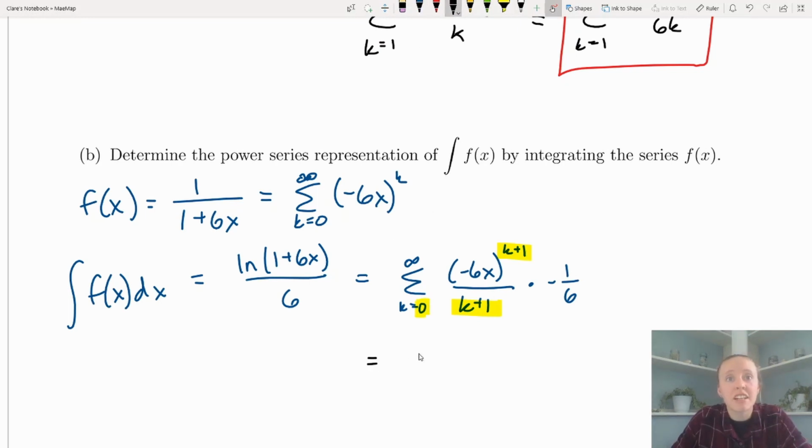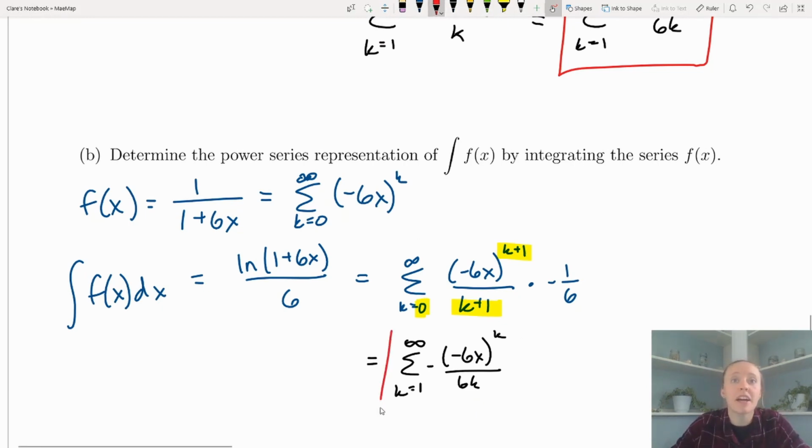So by shifting it, I get the summation from k equals 1 to infinity of negative 6x to the k all over k times negative 1/6. But I'll pull that negative out in front and put my 6 in the denominator. So negative 6x to the k all over 6k. And again, you can see that I got the same exact series as above.